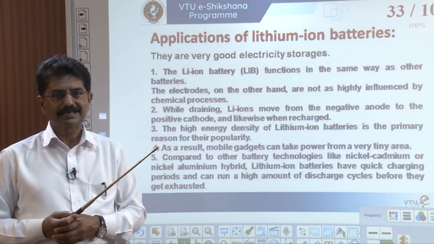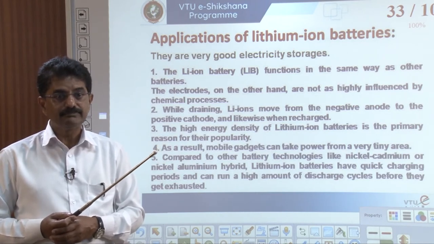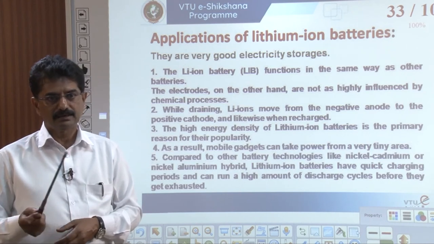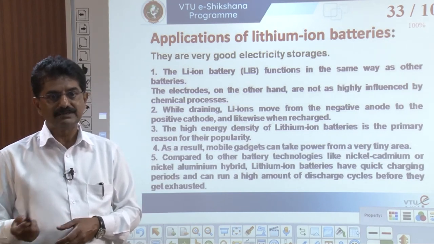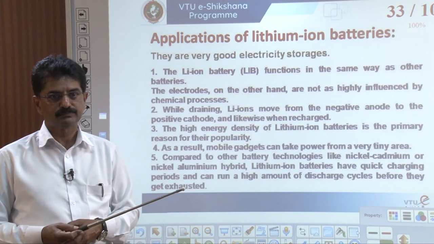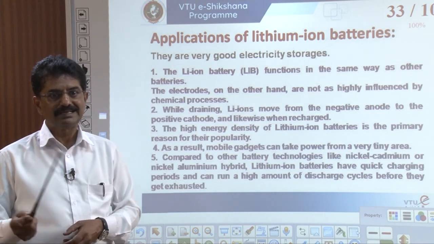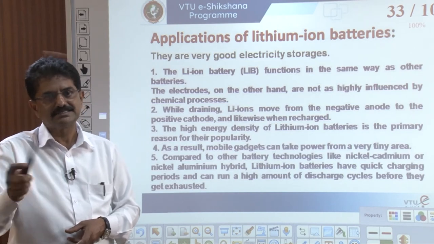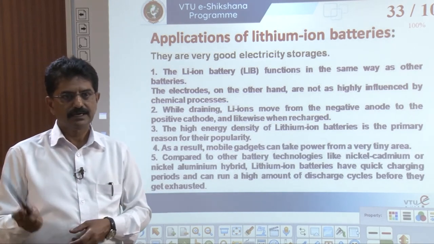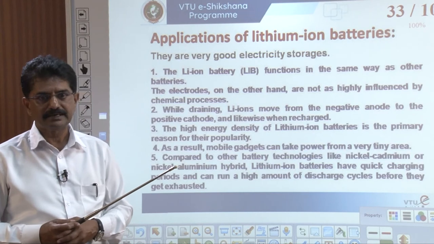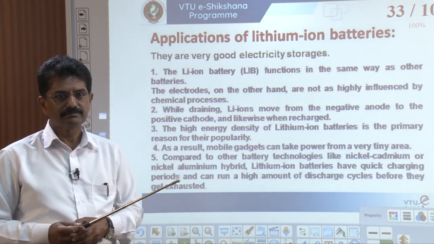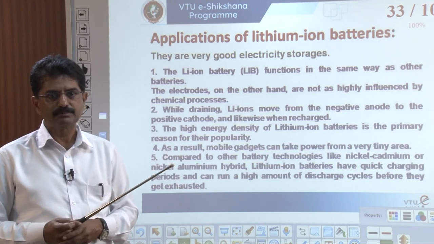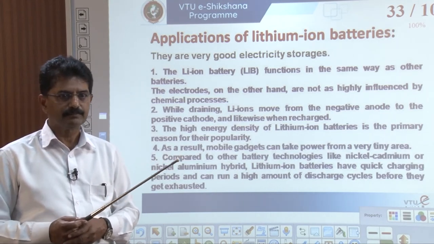The electrodes, on the other hand, are not as highly influenced by chemical process. While draining, Li-ion ions move from the negative anode to the positive cathode, and likewise when recharged. That means it changes automatically between charging and discharging conditions. The high energy density of lithium ion batteries is the primary reason for their popularity. As a result, mobile gadgets can take power from a very tiny area.